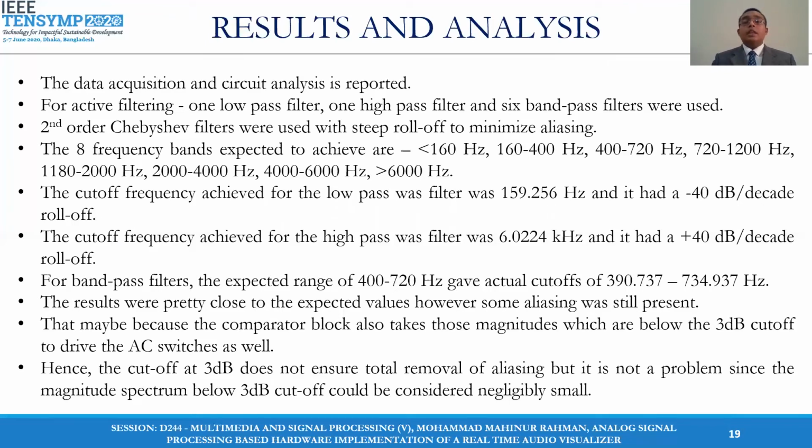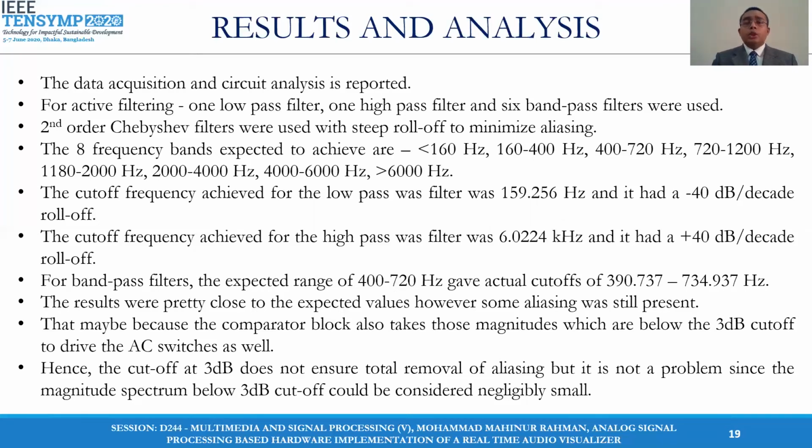Second order Chebyshev filters were used, which had a steep roll-off of 40 dB per decade. For the high pass it was plus 40 dB per decade, and for the low pass it was minus 40 dB per decade. Some aliasing was still present, but that was below the 3 dB cutoff, and those were not so significant.